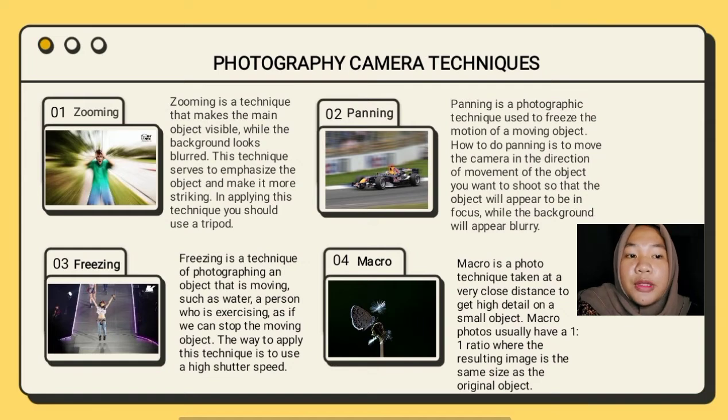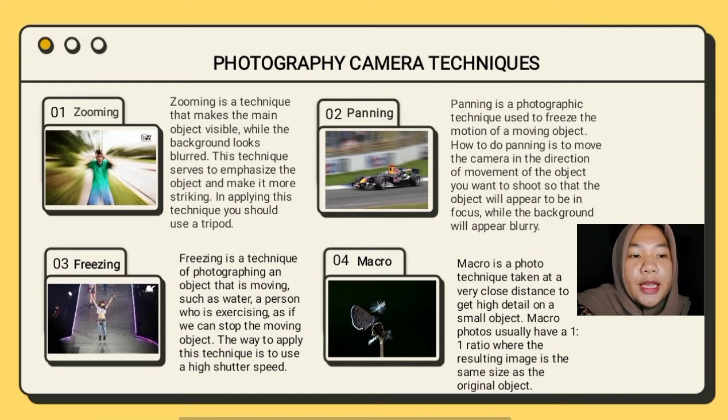And next is photography camera techniques. Number 1 is zooming. Zooming is a technique that makes the main object visible while the background looks blurred. This technique serves to emphasize the object and make it more striking. In applying this technique, you should use a tripod.